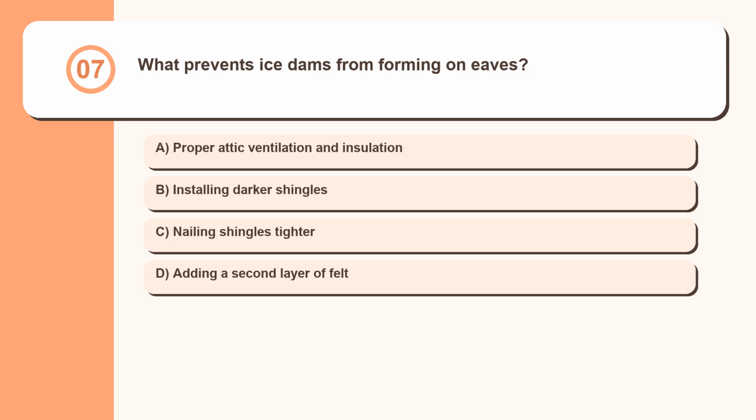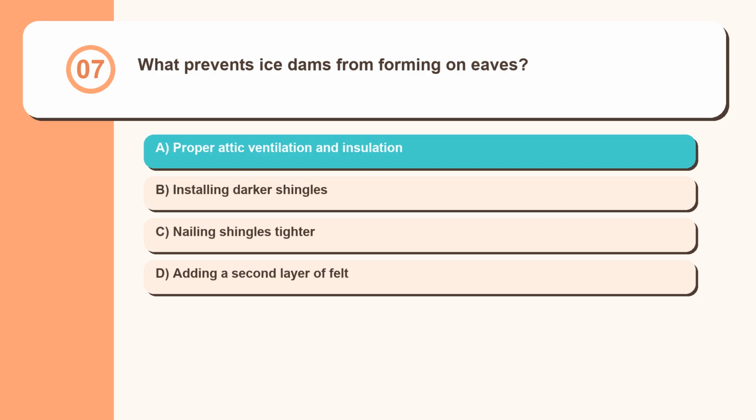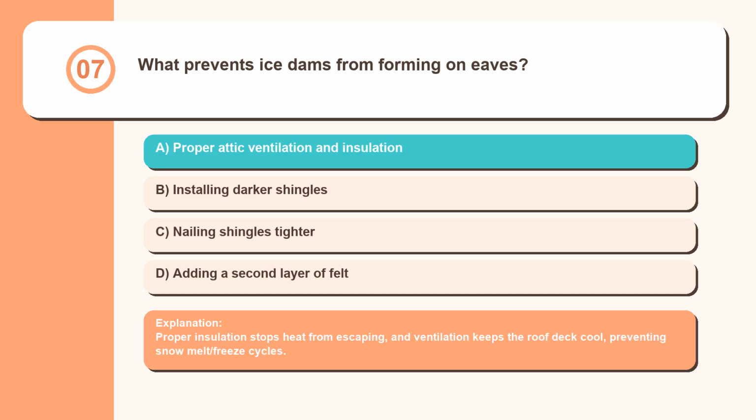Question 7. What prevents ice dams from forming on eaves? Proper attic ventilation and insulation, installing darker shingles, nailing shingles tighter, adding a second layer of felt. Proper insulation stops heat from escaping, and ventilation keeps the roof deck cool, preventing snow melt/freeze cycles.